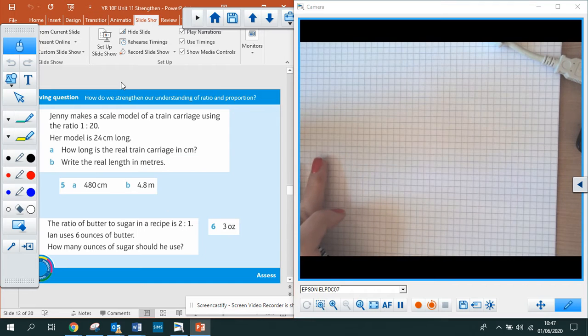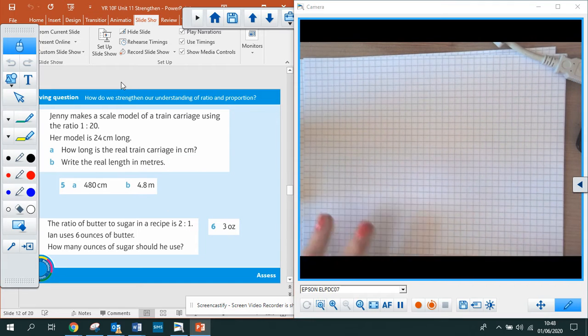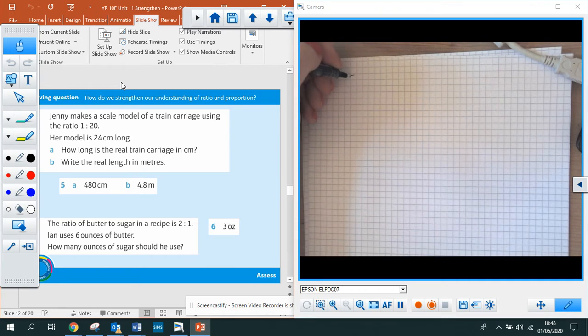Okay, so I'm going to put up the answers on the screen and then I'll go through the solutions with you here. So question 5 says, Jenny makes a scale model of a train carriage using the ratio 1 to 20. Okay, 1 to 20. So 1 is for her model, 20 is in real life, okay? Her model is 24 centimetres long. How long is the real carriage in centimetres, okay? So it's 24 long, that's her model. Remember, this part belongs to her model, that's real life.